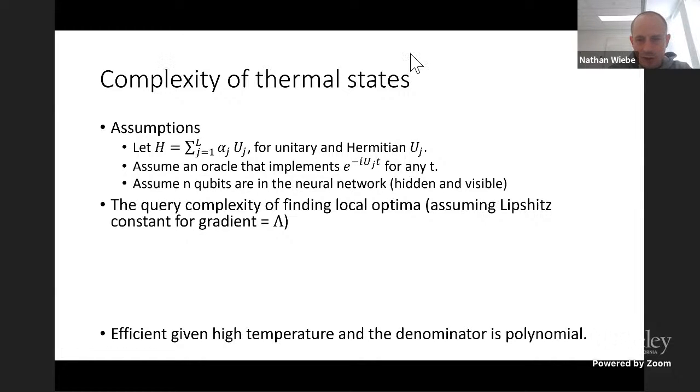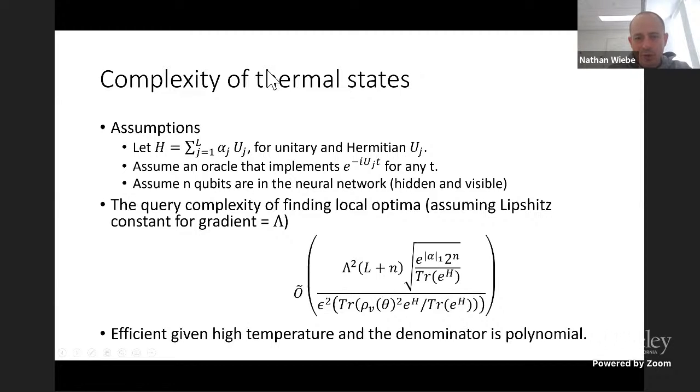a good question. And I won't bore you all with all the details about the complexity of this, but here's the final result for the complexity of using gradient descent, assuming that we've got a function with a gradient that's Lipschitz continuous with Lipschitz constant lambda. Then the final expression that we end up getting for the complexity scales like this, where epsilon is our desired error in the end.